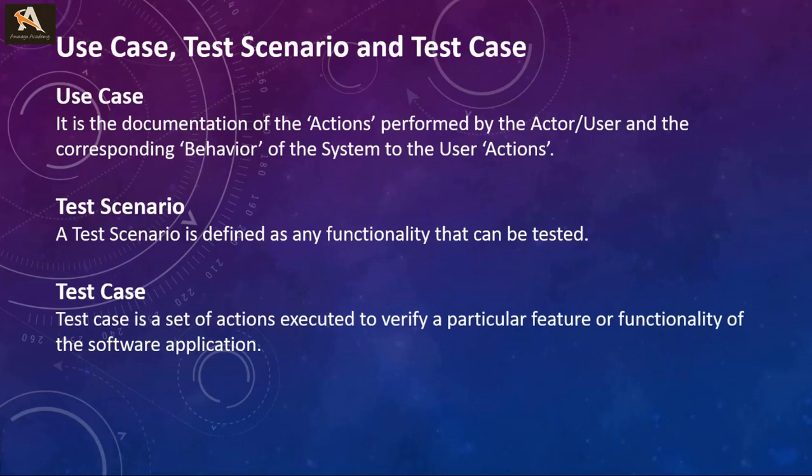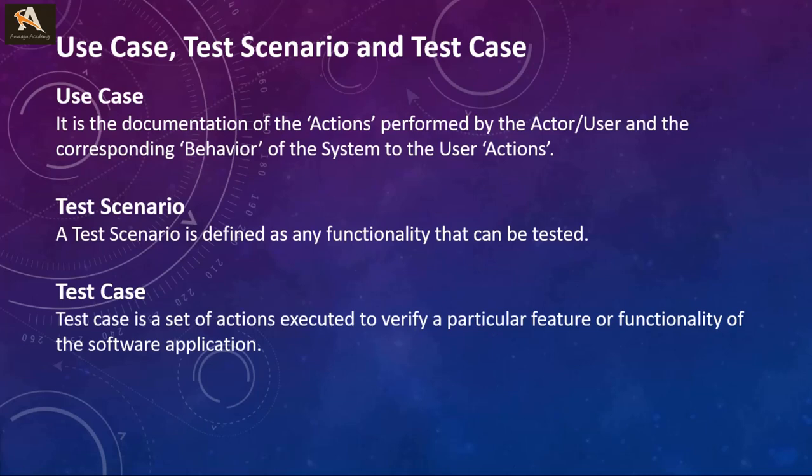Next comes to actual testing. So what are the important things? When we talk about test scenario, test case, and use case, what is use case? Use case plays a significant role in the distinct phases of software development lifecycle. Use case depends on user actions and response of system to the user action. It is the documentation of actions performed by the actor or user and the corresponding behavior of the system to the user actions. Use cases may or may not result in achieving a goal by the actor or user on interactions with the system.